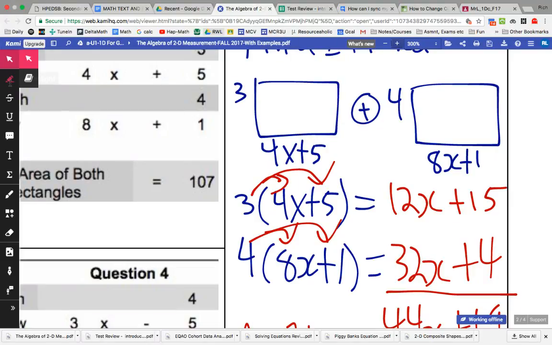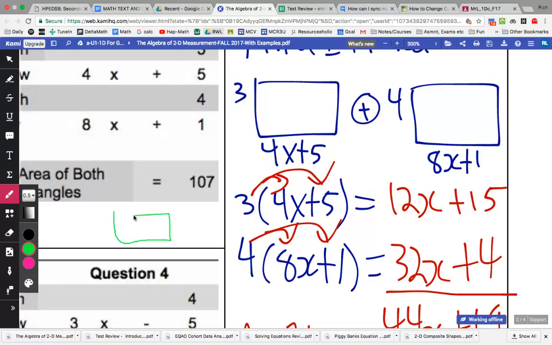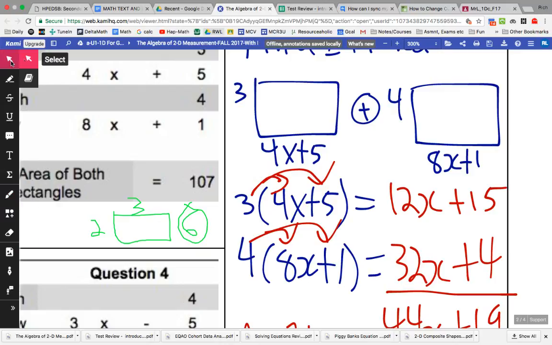Okay, so let's figure out the area of that first rectangle. Anytime I have a rectangle, like if I had a really simple case, I'll just draw it right here. If I had a rectangle that was 2 and 3 wide, well, the area would then be 2 times 3 is 6. It is no different here. So it's 3 multiplied by 4x plus 5.